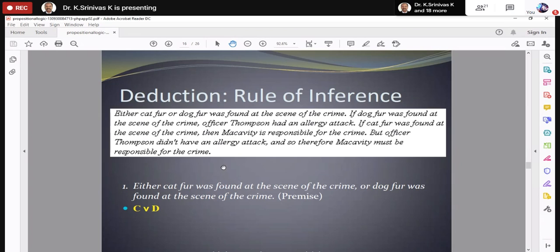Now, what is happening? The officer Thompson is having allergy with dog hair, dog fur. Normally, the cat and dog hair we call it as fur. The officer Thompson is having the problem with dog fur. And the fellow who is McAvity, who is a criminal, wherever he goes, he takes a cat for the crime.